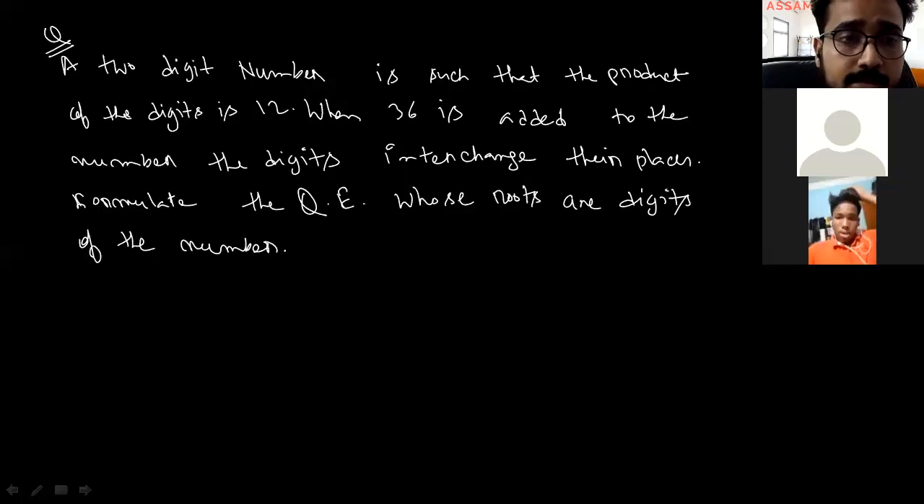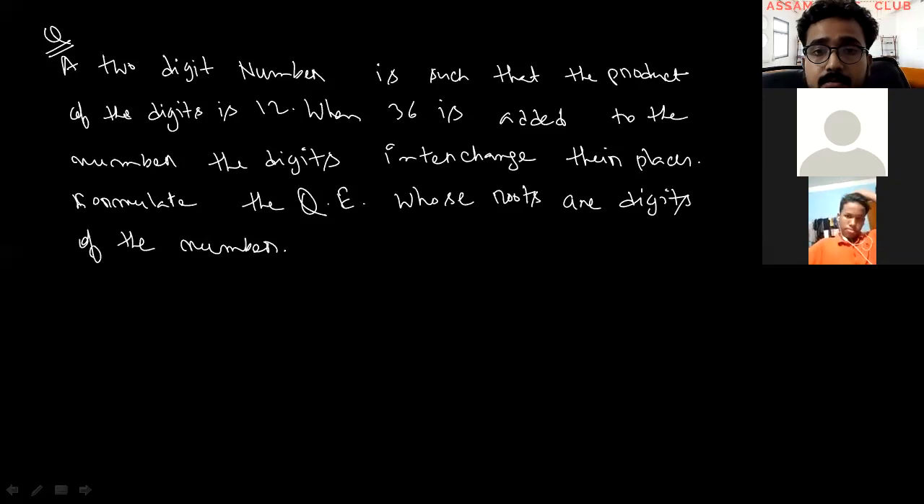A two-digit number. Okay, let me write down the question. A two-digit number is such that the product of the digits is 12. Now, when 36 is added to the number, the digits interchange their places. Now, formulate the quadratic equation. You have to form the quadratic equation whose roots are the digits of the number.